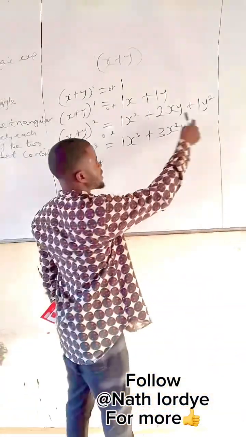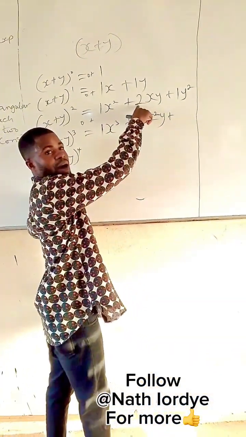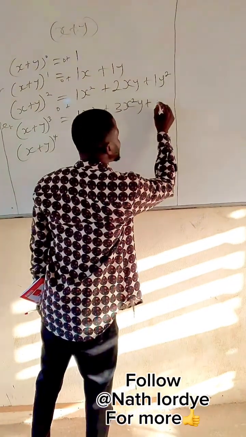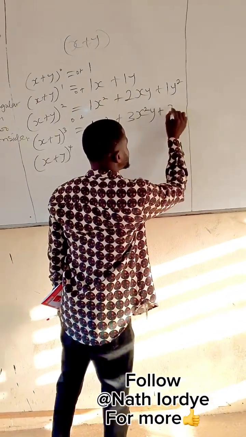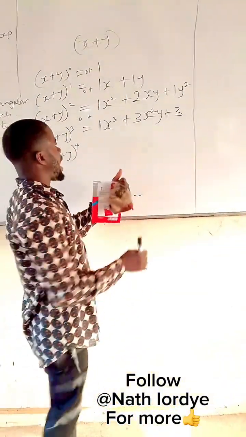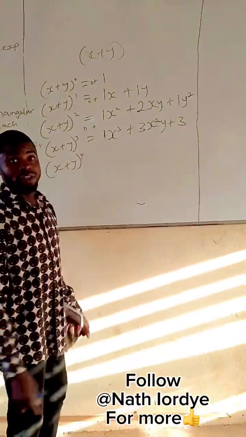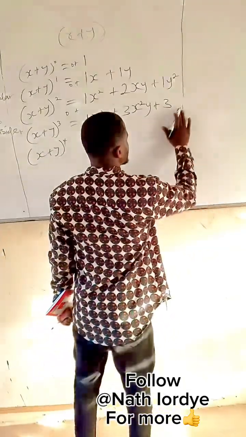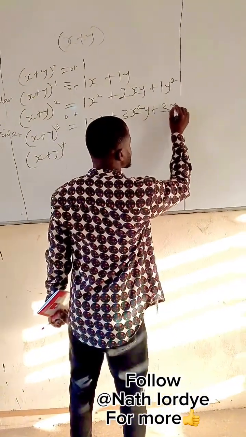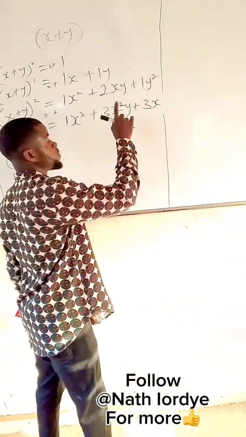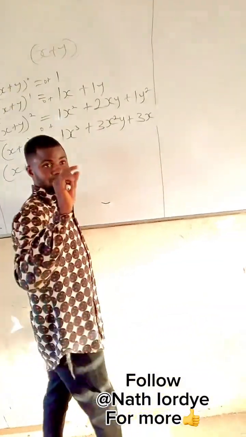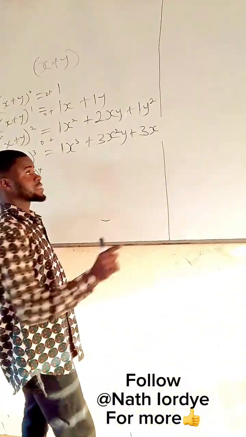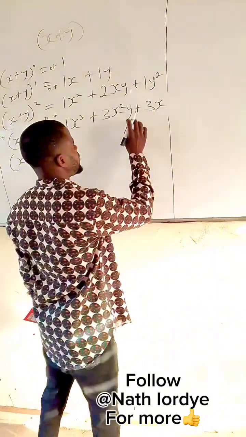How do you get the next coefficient? You add the closest numbers on top, and we have 2 plus 1, which will give you the next coefficient. 2 plus 1 is 3. How about our x now? Our x was raised to the power of 2. Now there's a decrease by 1. So we now have 3x, because x is now raised to the power of 1. There's a decrease in power by 1. So we now have 3x raised to the power of 1, which is 3x. Now, how about our y?